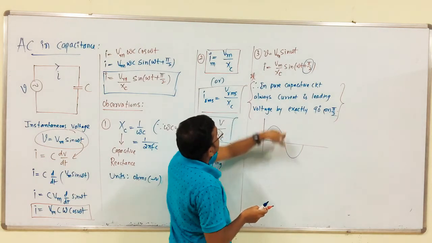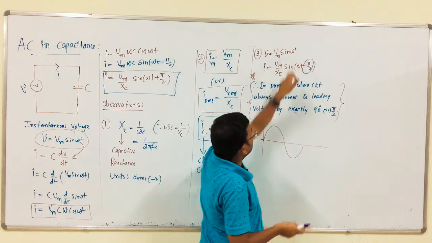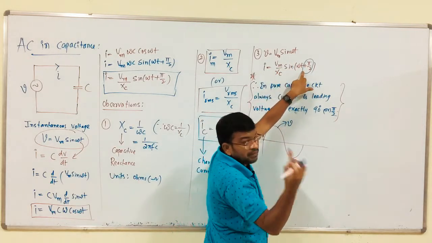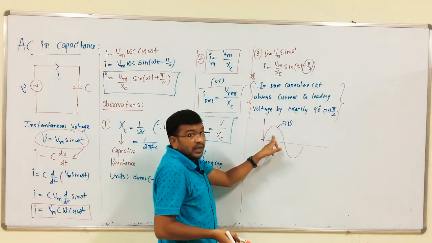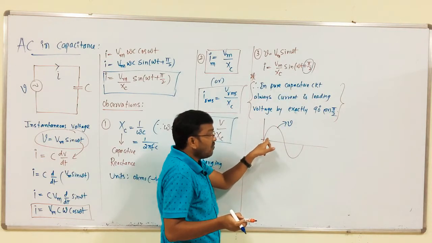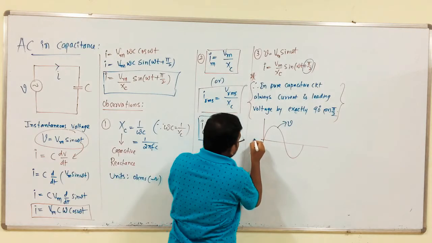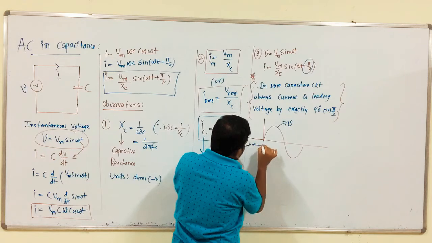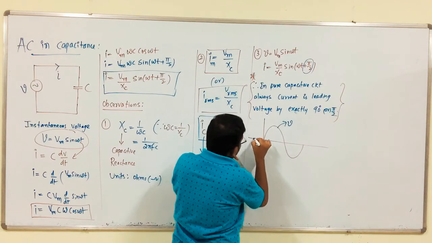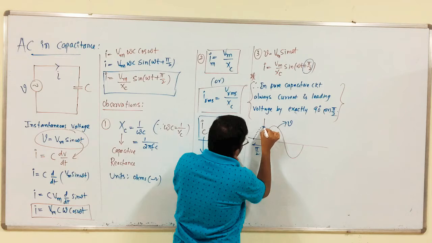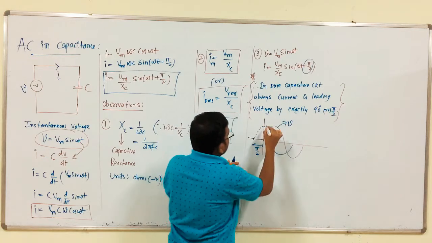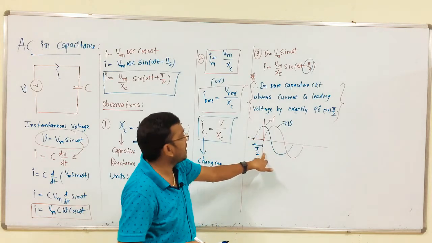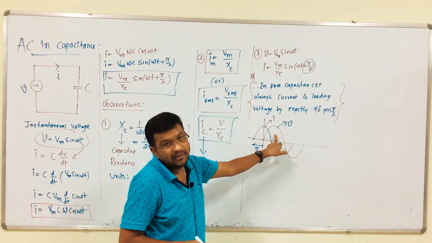Which one is the reference? Omega t plus 0, voltage is taken as the reference. What about current? Omega t plus pi by 2 means we are going to get the current 90 degrees ahead of this voltage itself. So between these two, for example, this is pi by 2, this is pi. So this is current, that is the meaning. This is the exact diagram.